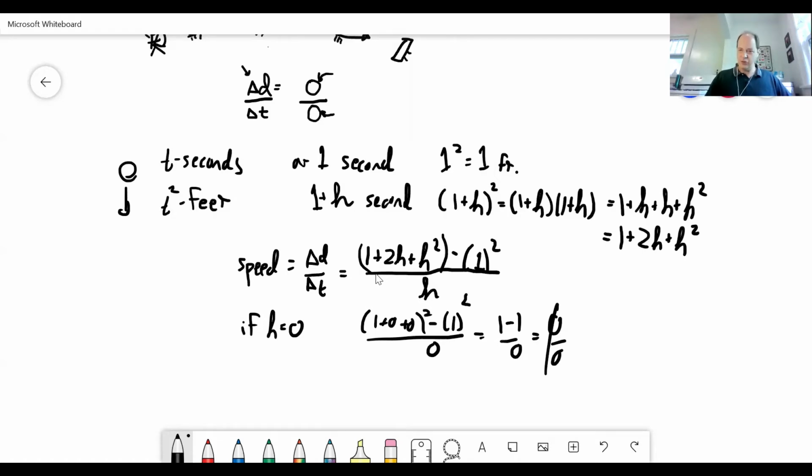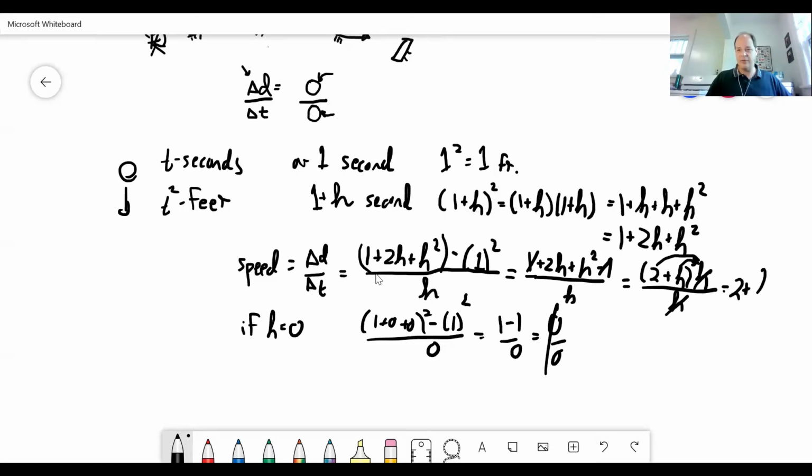But let's do a little algebra first. Notice that this whole numerator becomes 1 plus 2h plus h squared minus 1, over h. And the 1's cancel. Now, we have an h common to both of our remaining terms, and we can factor it out like that. 2h plus h squared becomes (2 plus h) times h. I factored out the h. And that factored out h now cancels with the h in the denominator.